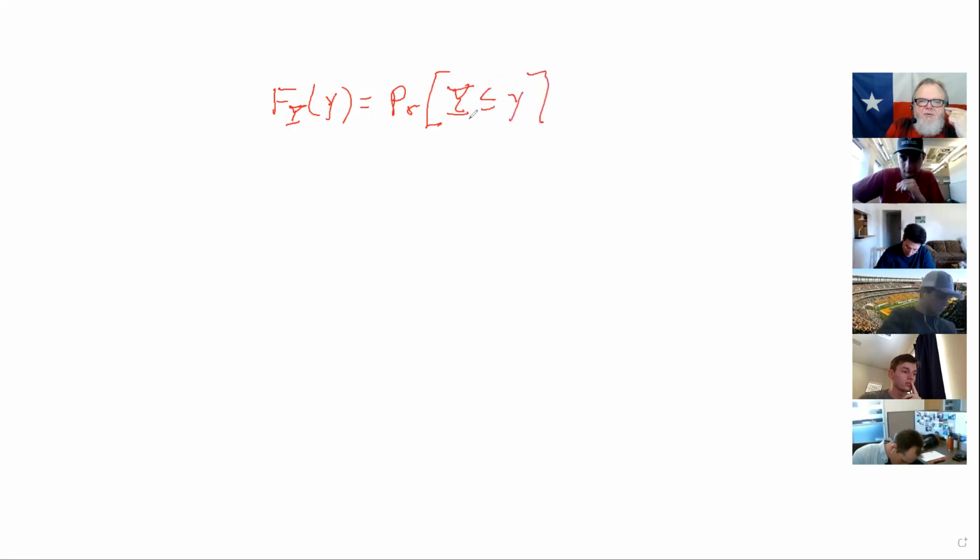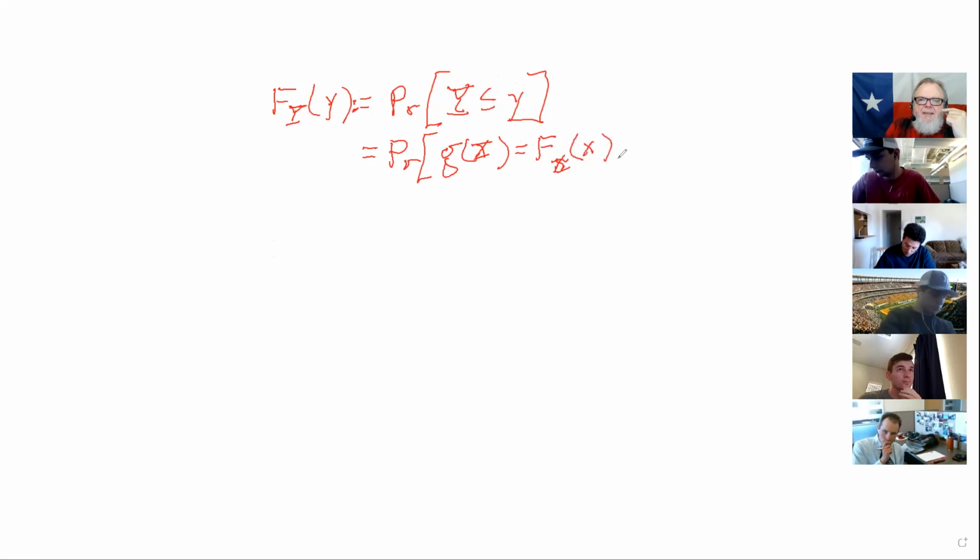And ask ourselves, what is f sub y of y? That's the probability that y is less than or equal to y. That's the definition, right? So we can put little dots here to say is equal to, by definition, this probability. And that's equal to the probability that g of x, which is equal to f sub x of x, is less than or equal to y.